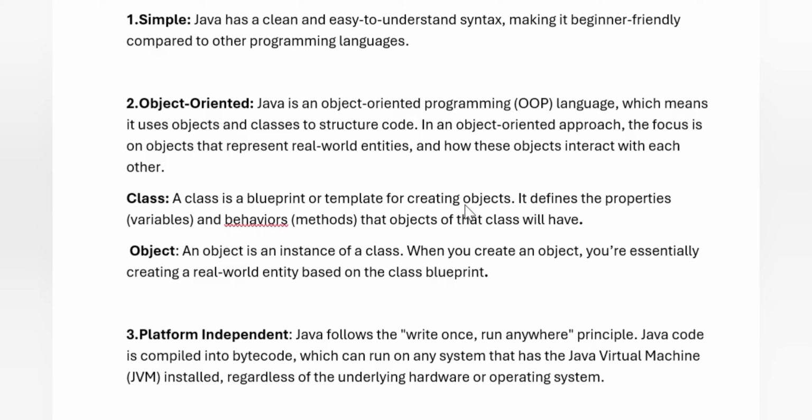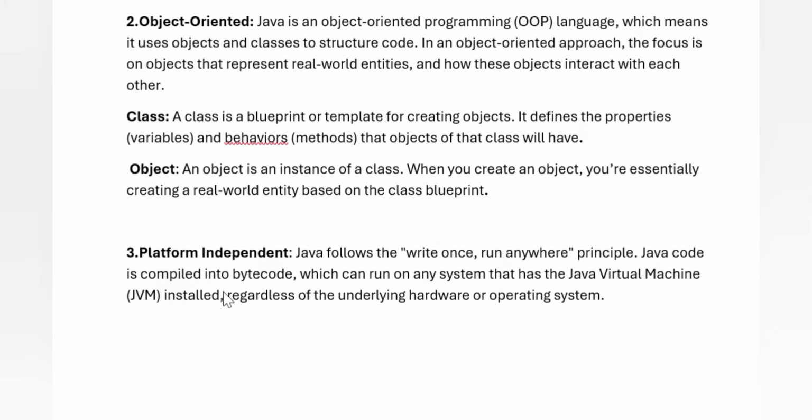And next talking about the object. So an object is an instance of a class. So whenever we create a class, it's mandatory to create the object for that class in order to access the variables and methods that exist in the class. So this is what class and object is.